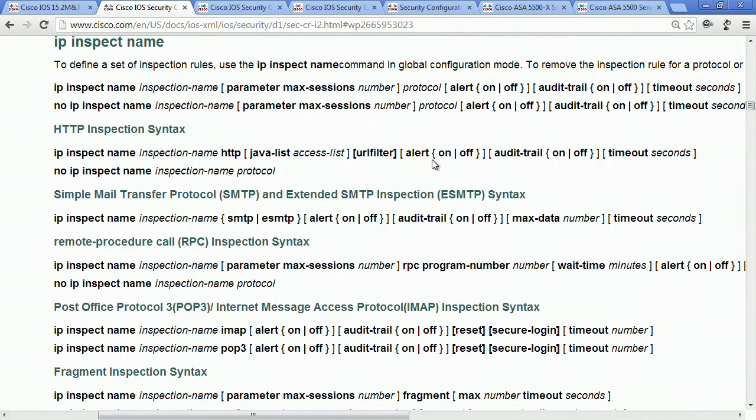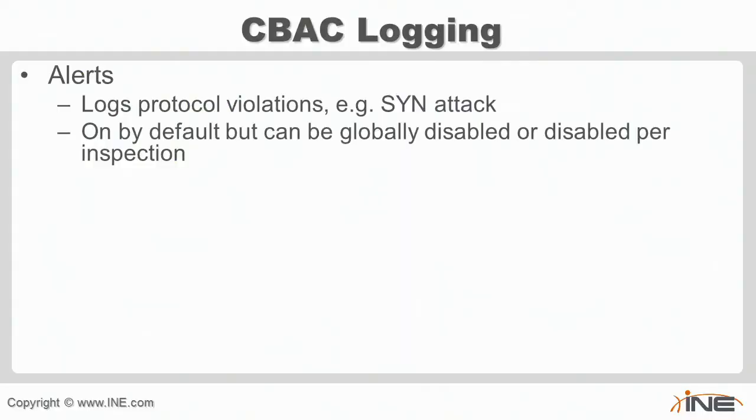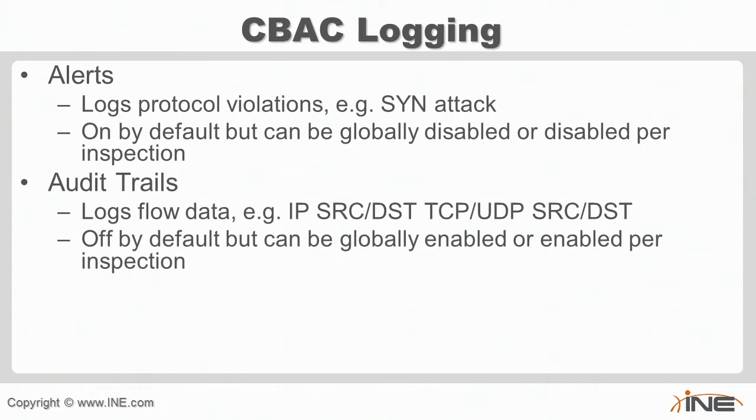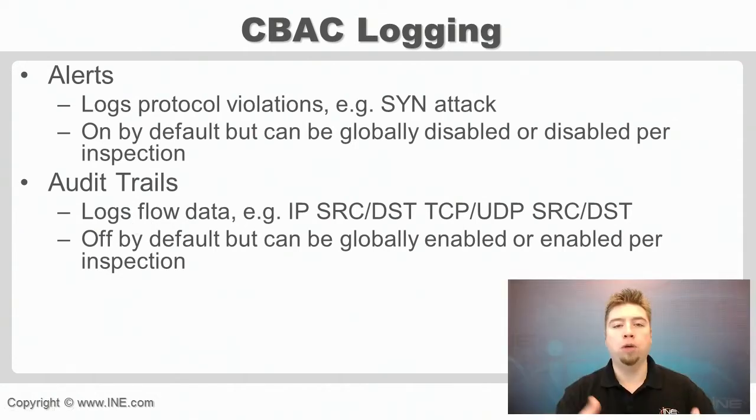So alerts are on by default, which is a logging of protocol violations. The audit trail, which is a log of the actual flow data, this is off by default. So the audit trail could be enabled globally or enabled per inspection. This one is off, but we can log this. The disadvantage of doing this, though, is that it generates a lot of information. It's logging the individual flow data. So this is more of like a troubleshooting tool.